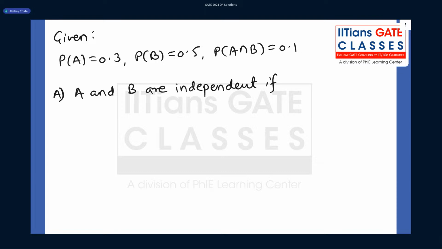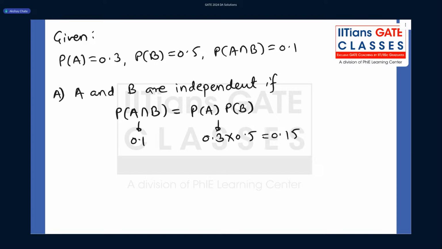Yeah. So when two sets are independent, as I said, their intersection probability is equal to the product of their individual probabilities. So what is this? In our case, it is 0.1. And what is this side? It is 0.3 into 0.5, so that is 0.15. Since they are not equal, that means A and B are not independent, right? So that is the first. So the first option is not true.